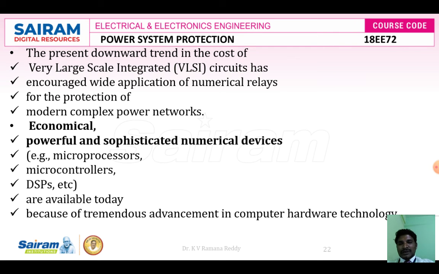Therefore, the present downward trend in the cost of very large scale integrated circuits has encouraged wide application of numerical relays for the protection of modern complex power networks, because a modern complex power network deals with many parameters like fault current, fault voltage, fault temperature, line impedance, line reactance, line real power, and line reactive power. All this information we can get in one device and easily identify faults. Therefore, it is economical and powerful, with sophisticated numerical devices, for example microprocessor relays, microcontroller relays, digital signal processing, etc.